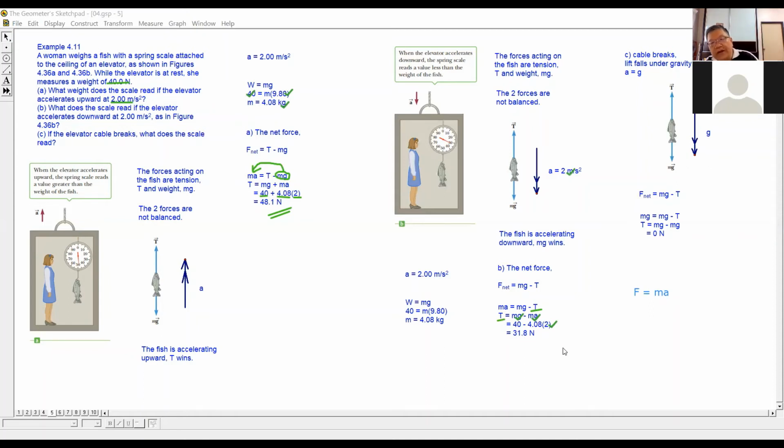So when it is moving downwards, the weight actually helps. So the tension will be less. When it is moving upwards, the tension has to overcome the weight. So it has to be more.